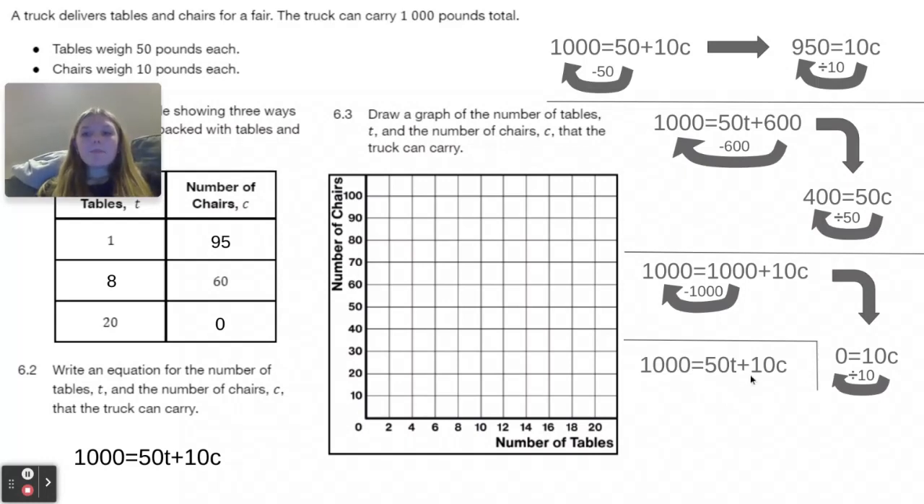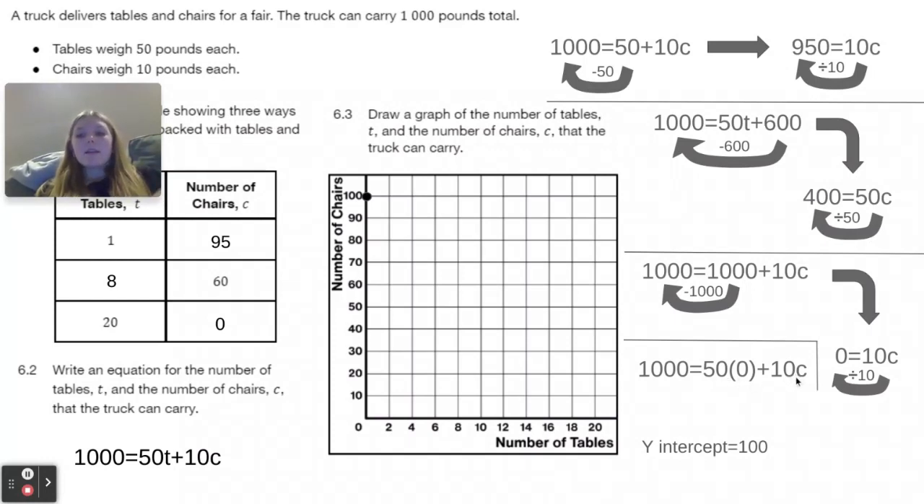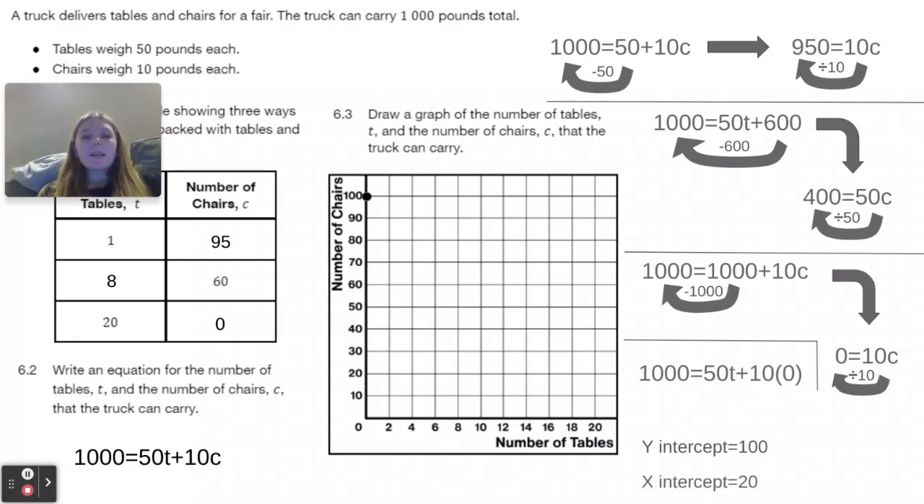So we do this by making each of the variables 0. So at first we would make one of the variables 0. So we will make 50T 0 first. So it would just be 10C is equal to 1,000. So 1,000 divided by 10 is 100. And then if we do it for the x-intercept, we make C 0. So it'll be 1,000 divided by 50 is equal to 20. So the x-intercept is 20. So we plot 20 and 100 and draw a line.